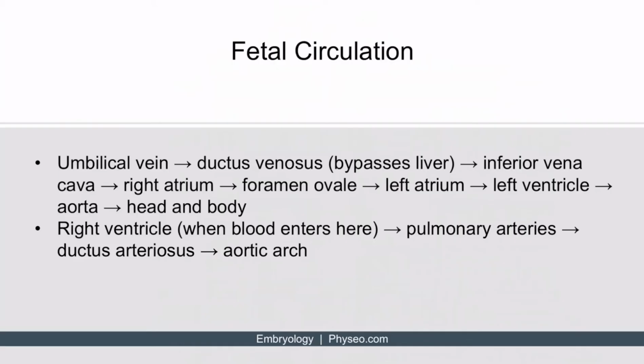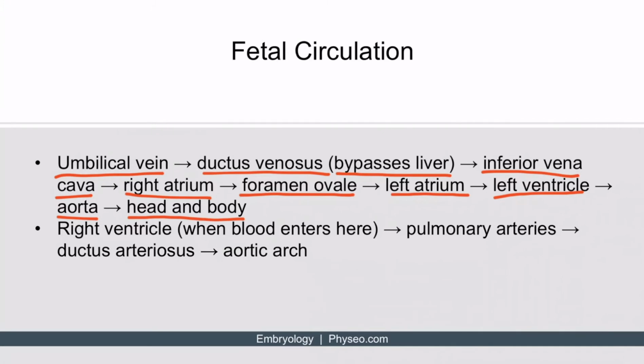This slide summarizes the details of fetal circulation which we described with the previous image. Blood goes from the umbilical vein to the ductus venosus, which is how blood bypasses the liver. Then it goes to the inferior vena cava, then to the right atrium, and using the foramen ovale, it will enter the left atrium. And then, as you'd expect, blood will go from the left atrium to the left ventricle, and then to the aorta, and then to the head and body. And that's how the fetus gets its oxygenated blood.